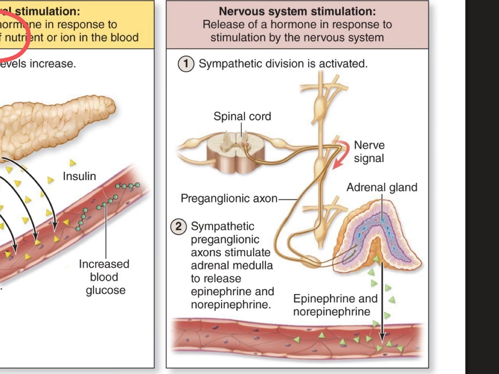So there are 3 different types of stimulation to release hormones. Hormonal, where one hormone stimulates the release of another. Humoral, where the level of something changes, usually in the blood, and that stimulates the release of the hormone. And finally, nervous system stimulation, where I'm going to talk about the sympathetic nervous system. Questions on those 3 types? Cool.